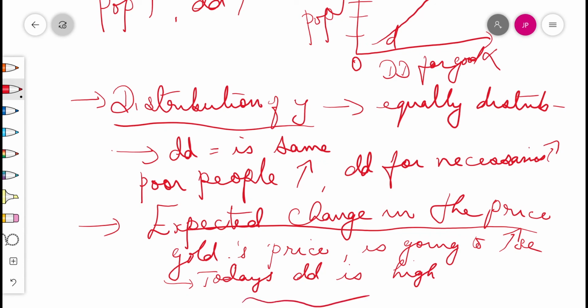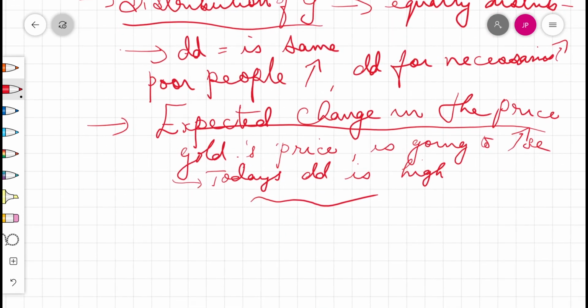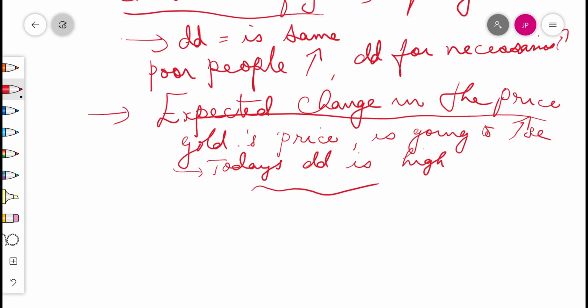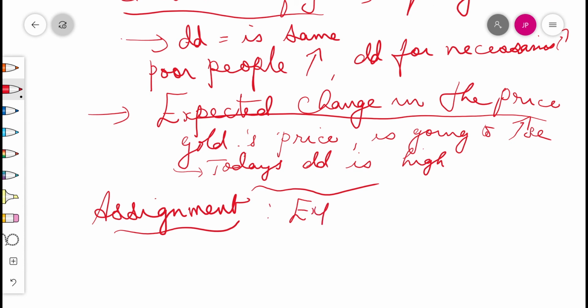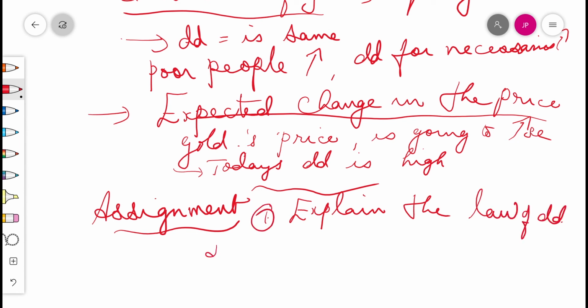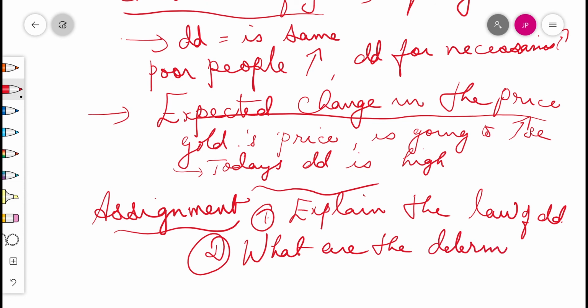So what are the determinants of demand? And explain the law of demand. So today's assignment is: explain the law of demand with an example. Second question, what are the determinants of demand? All these determinants remain constant except price, then the law of demand is applicable. What are determinants of demand? Write these answers, learn the answers. Okay, thank you. All the best.